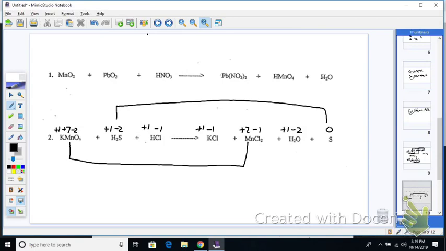So that one lost 2 electrons and gained 5 electrons, and then we put a 2 and multiply both these by 2, 5. So 2 and 2 and 5, 5. And then you just have to fill in the rest, right?